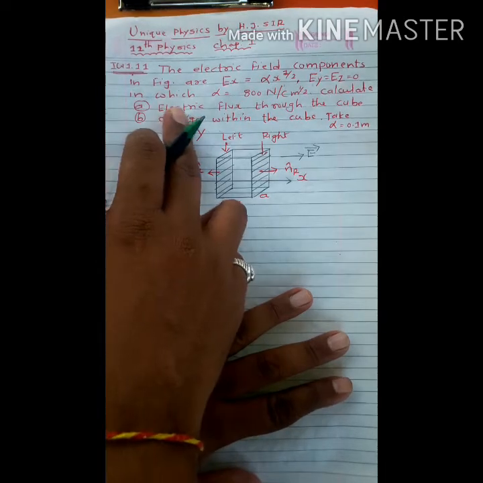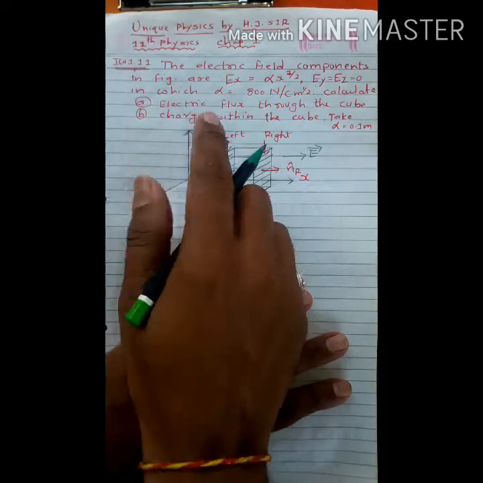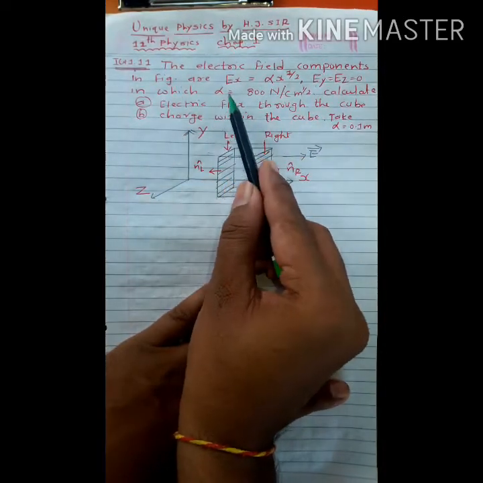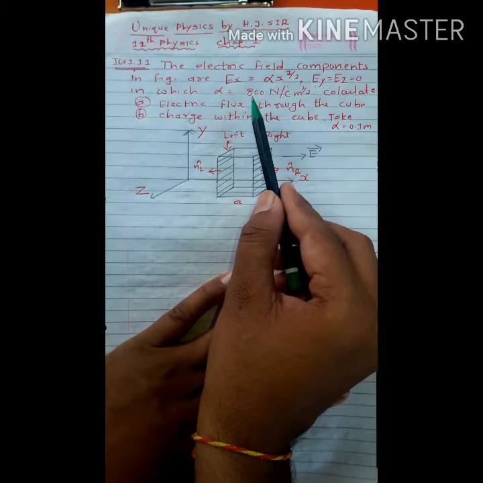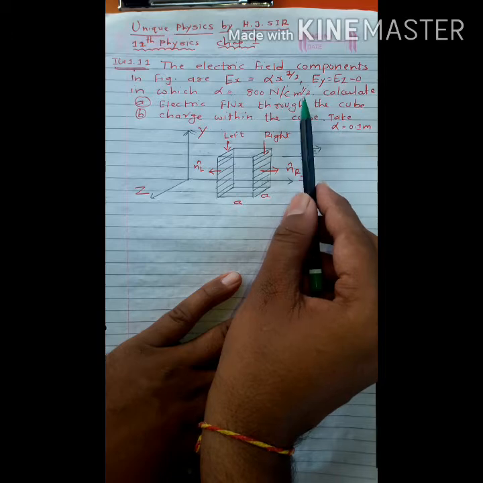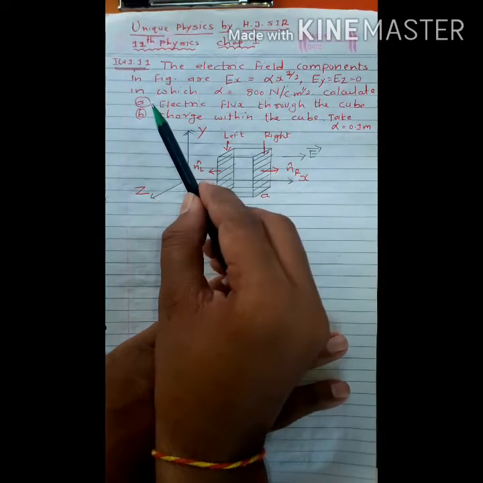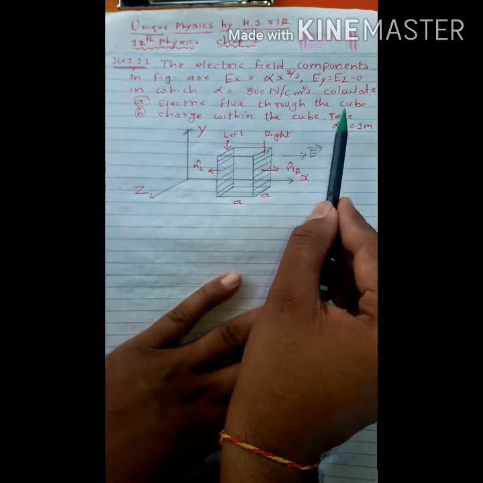There is no y component and no z component of the electric field, in which alpha is a constant and its value is given as 800 Newton per Coulomb into meter raised to 1 by 2. Calculate number 1, (a) the electric flux passing through the cube.